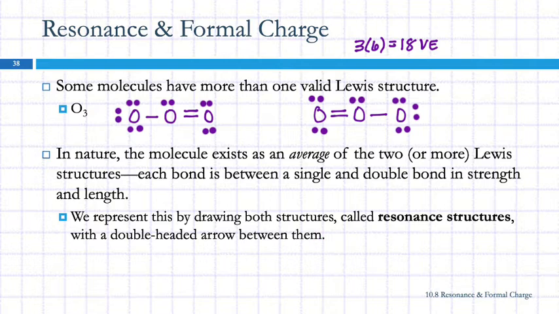So Lewis theory doesn't handle that very well. The best we can do in Lewis theory is to draw both of the structures and put a double-headed arrow between them. And these are called resonance structures. Resonance to me, also with the arrow, my brain always wanted to think that it was going back and forth, right? That's not what it's doing.